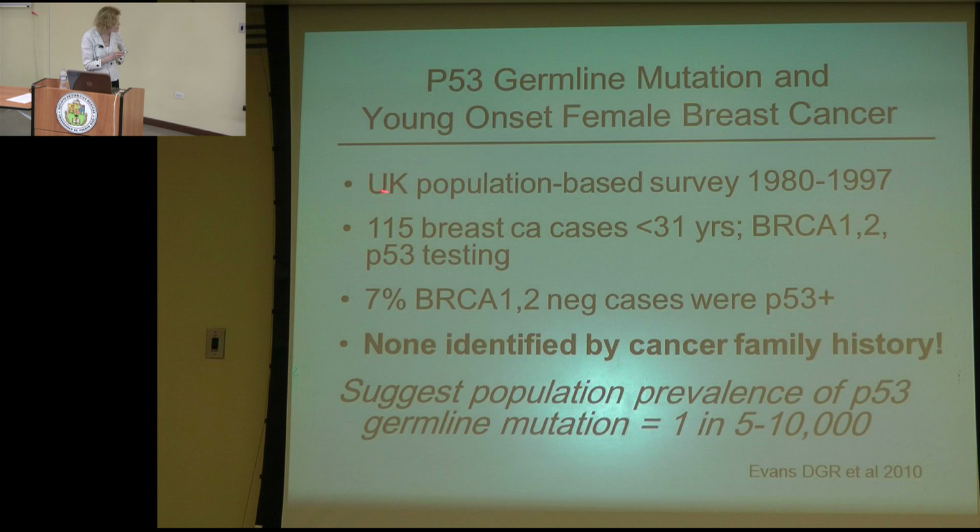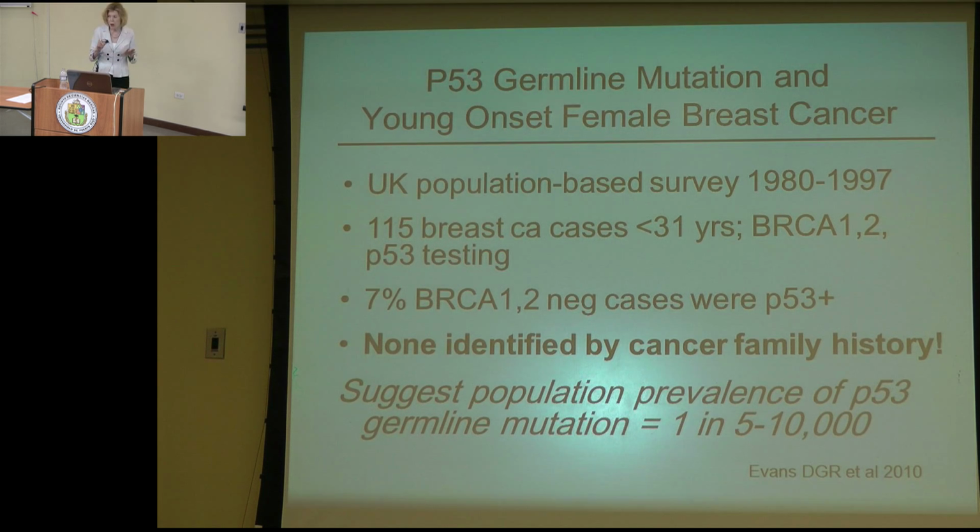So in the UK a few years ago, there was a population-based survey done. So that means you know your population, you know how many people are there and their ages, and you can calculate exactly how many breast cancers would be expected based on the standard population rates. And in this population, they identified 115 breast cancer cases with onset before the age of 31 years. And then they did universal testing of BRCA1, 2, and p53.